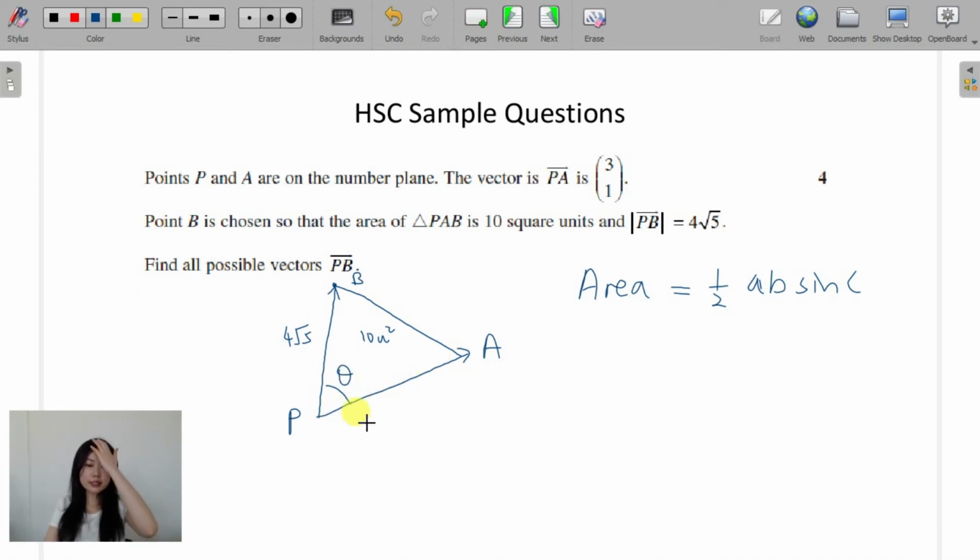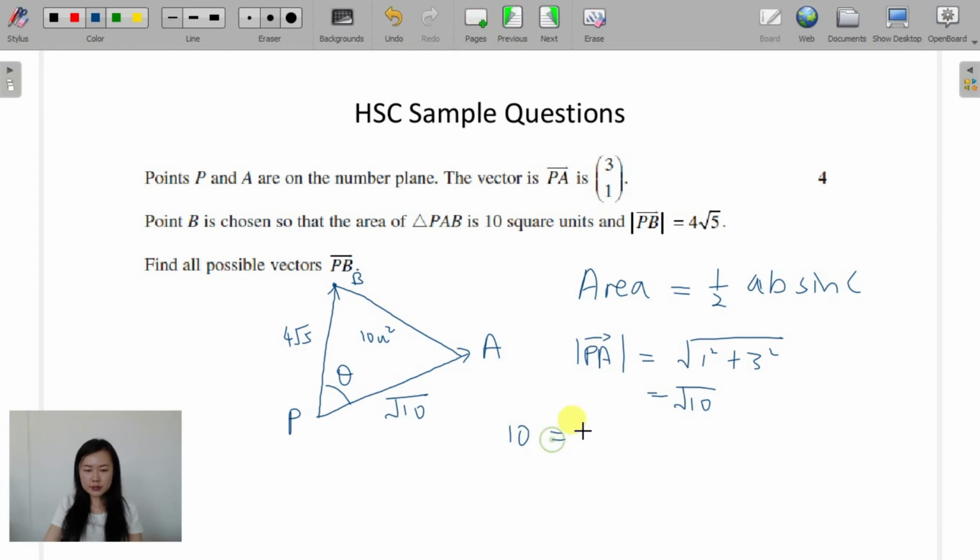And do I know the length of this? Actually I do, because I know what it represents. If you calculate that, it's √10. Okay, so that's where I'm going to start. I don't know the angle, but I know the two adjacent sides and I know the area. So 10 is equal to half times AB times sine theta, and theta is the unknown in this one. All right, just cleaning that up a little bit. Let's see. 50.